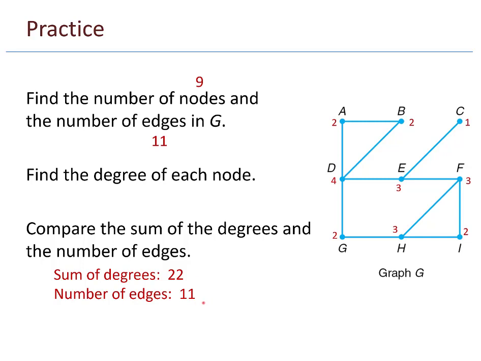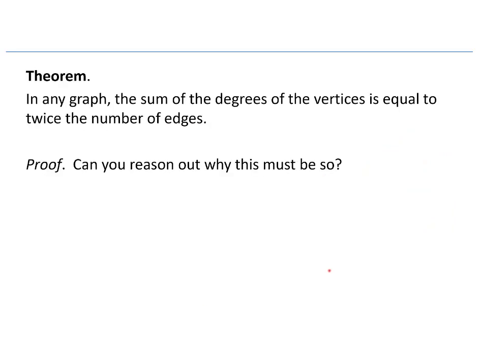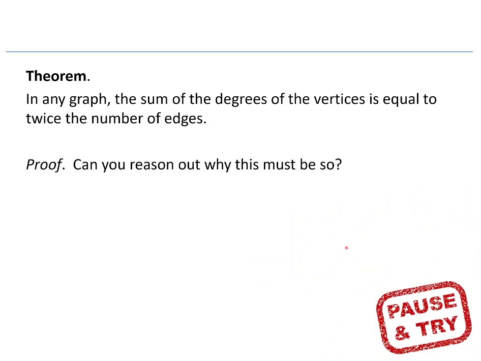Is that just a coincidence? It is not. Here's a theorem. In any graph, the sum of the degrees of the vertices is equal to twice the number of edges. Can you reason out why this must be so? Take a minute. Think about it. Can you do it? All right. Why is this so?